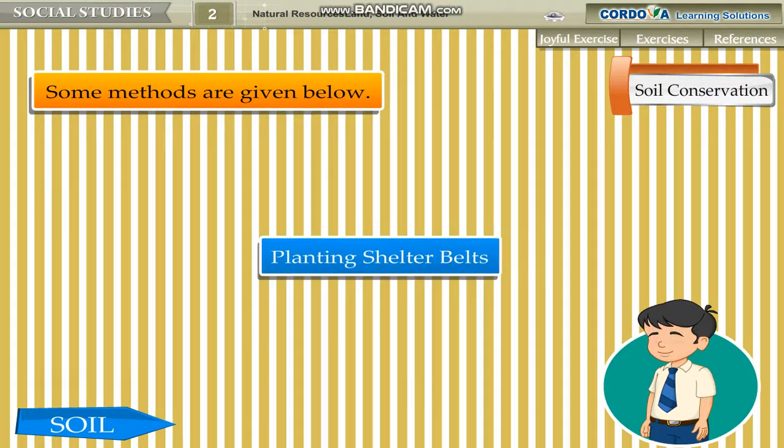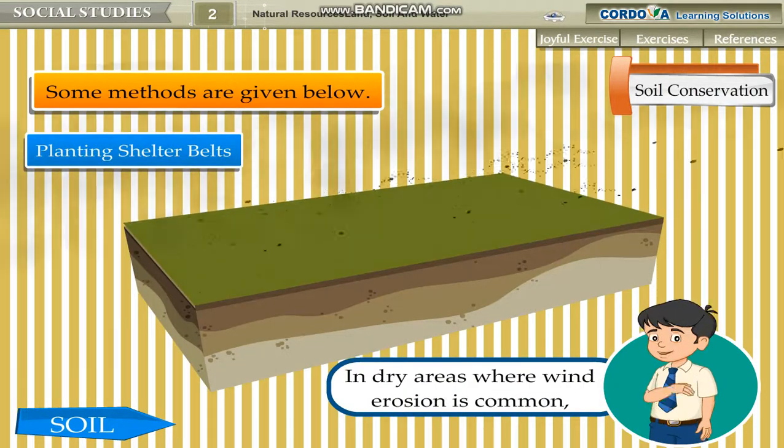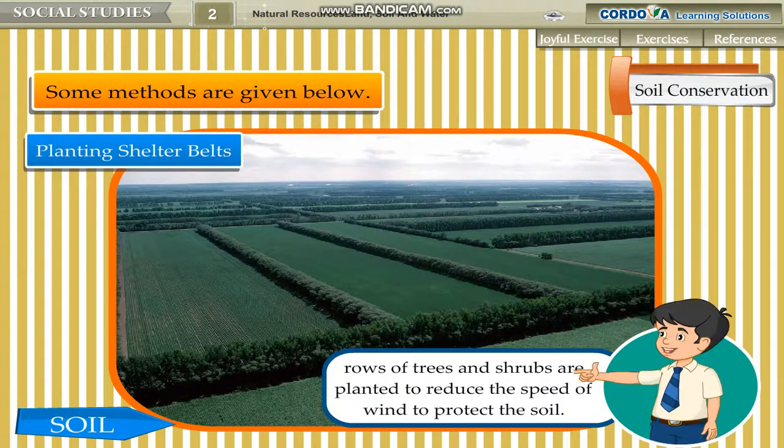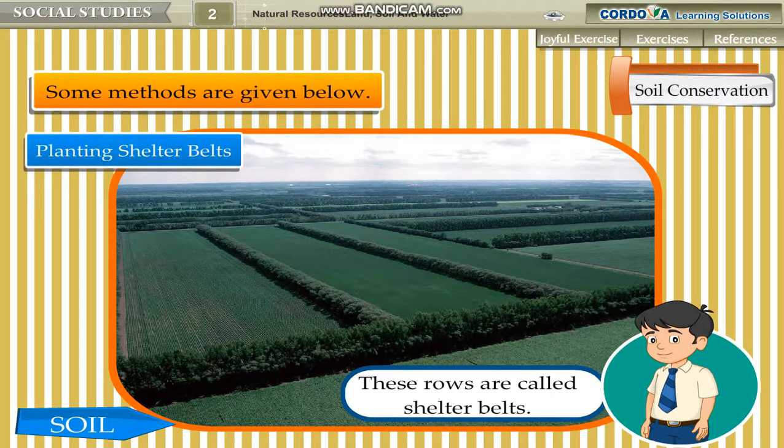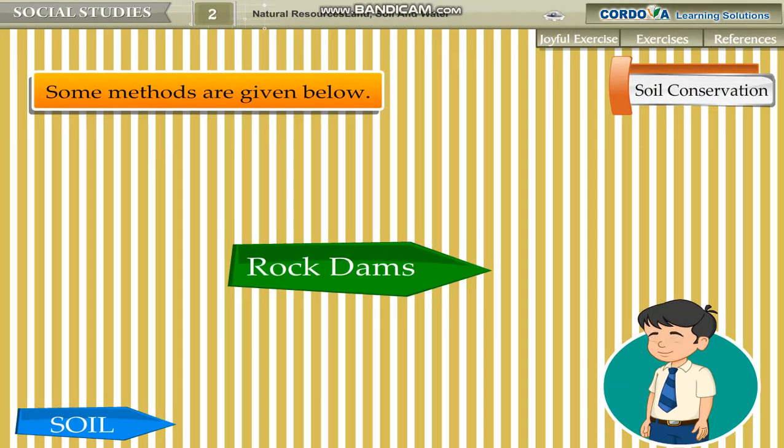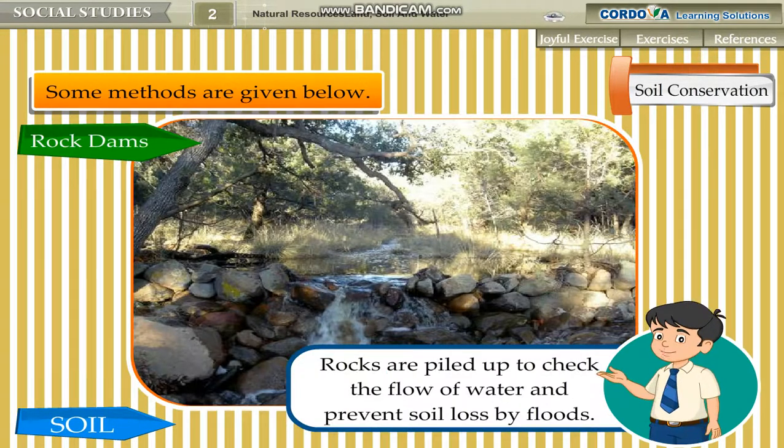Planting shelter belts. In dry areas where wind erosion is common, rows of trees and shrubs are planted to reduce the speed of wind to protect the soil. These rows are called shelter belts. Rock dams. Rocks are piled up to check the flow of water and prevent soil loss by floods.